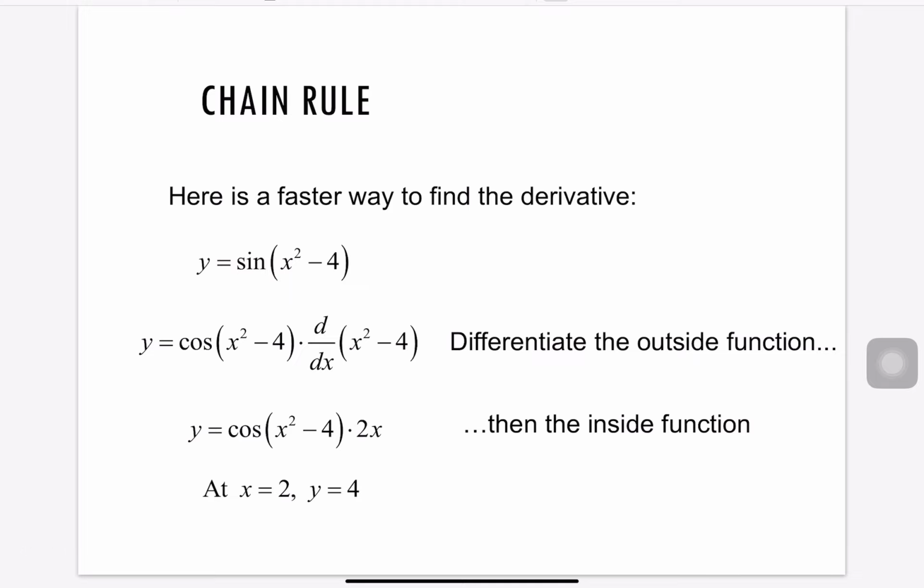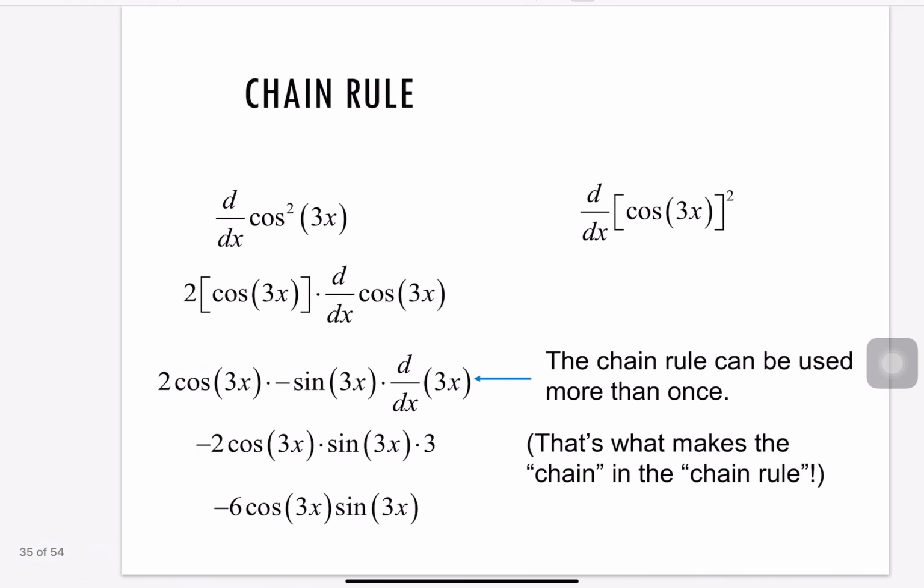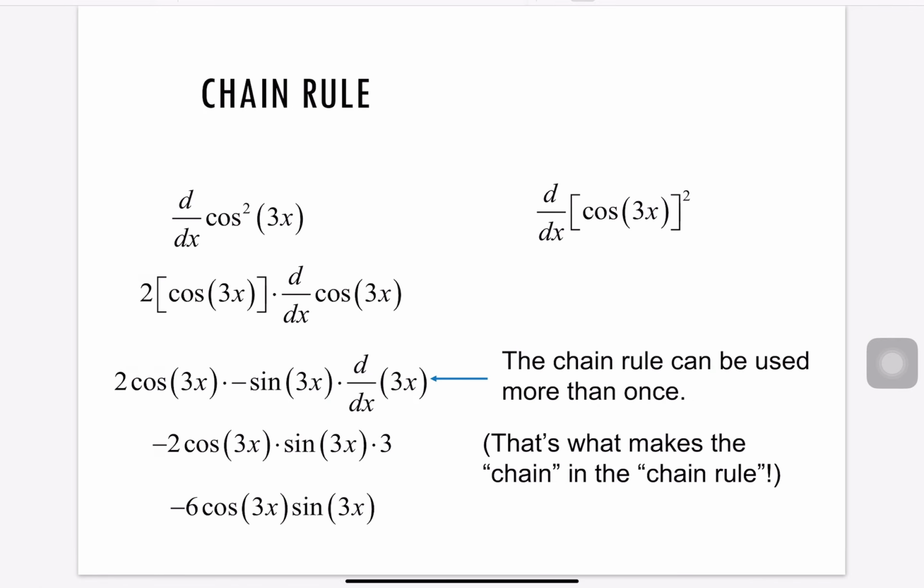Or I can do this one again. In this situation, f(g(x)) is this one, and g(x) is x squared minus 4. Then I can write f prime g(x) equals the derivative of the first one, which will be cosine x squared minus 4, and the derivative of g(x) will be multiplied, 2x, and the result will be this. And we can put a number and find the slope at the other point also. It is very, very easy.